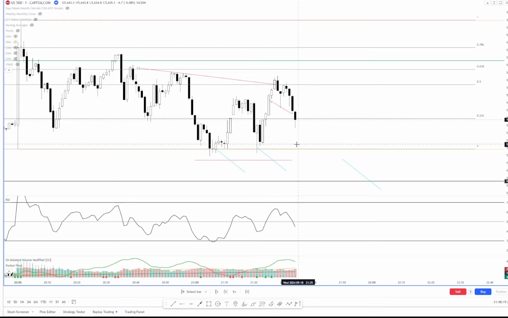In this case, I think that's the right thing to say. If we see this weakness, it's more likely than not to come back to this range, or lower. So that's why we have a sell rule.